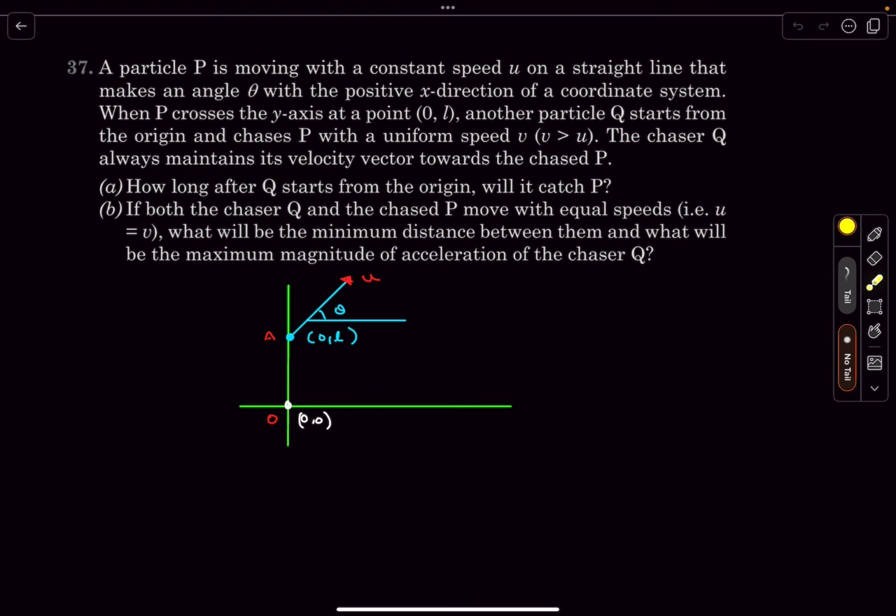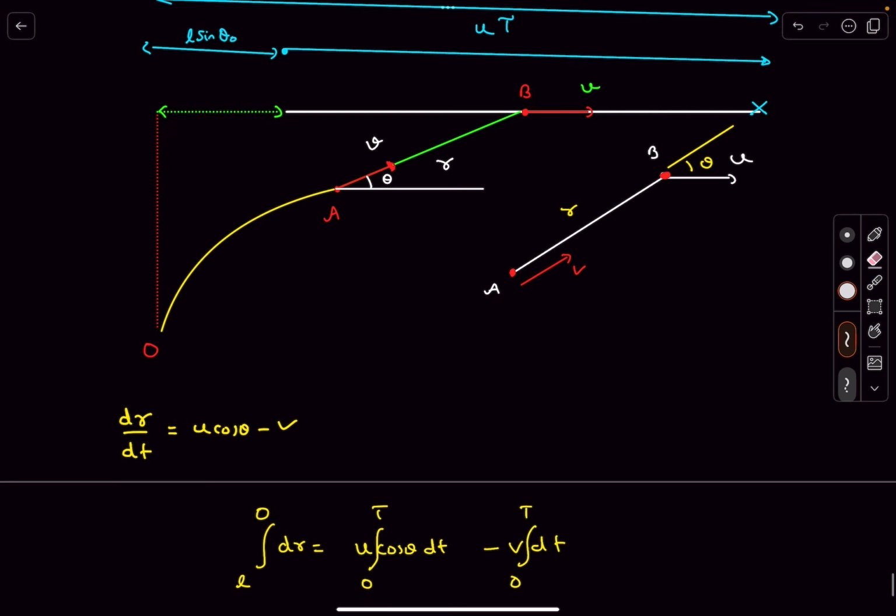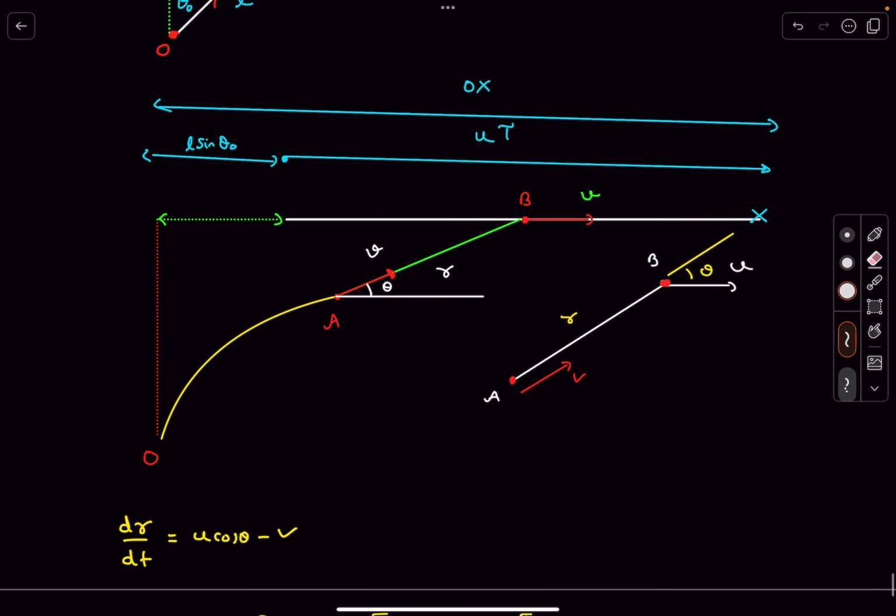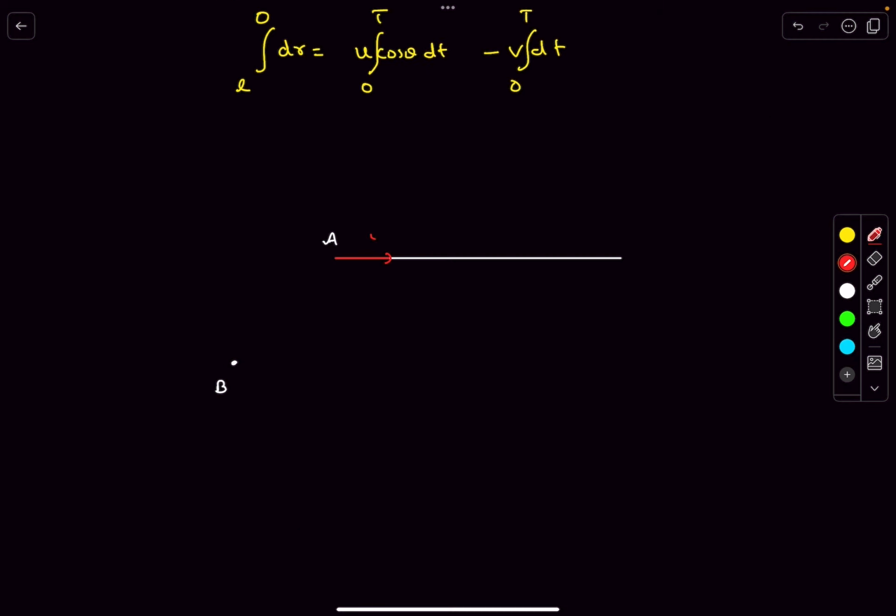Now in question B, what they're saying is that both the cat and mouse have the same speed. Then what will be the minimum distance between them, and what will be the maximum magnitude of acceleration of the chaser? So, guys, this case is just a slight modification of the previous case, but the difference here is that now A and B both have the same speed. If both of them have the same speed, then B will never be able to catch A. So let's try to understand why that is.